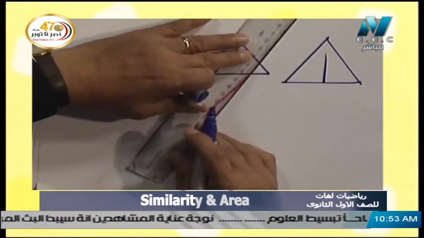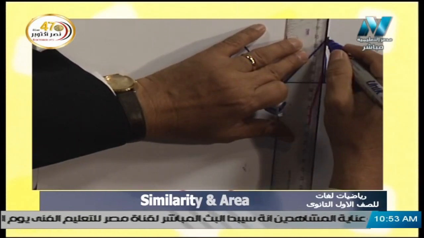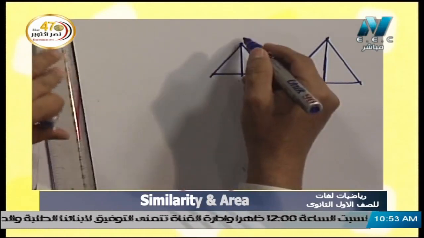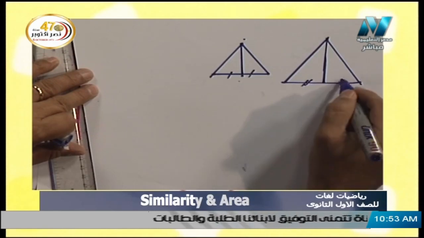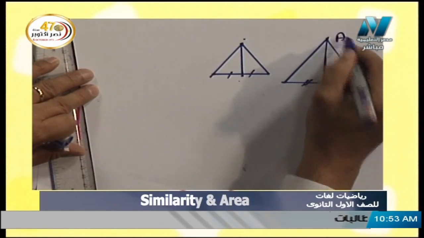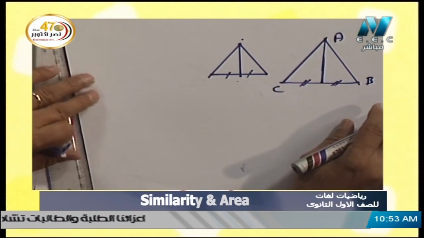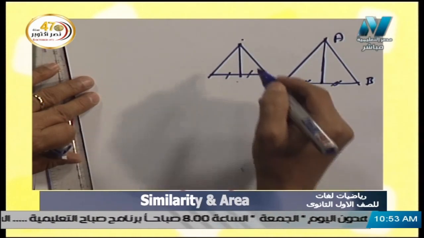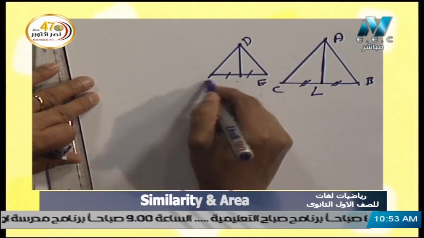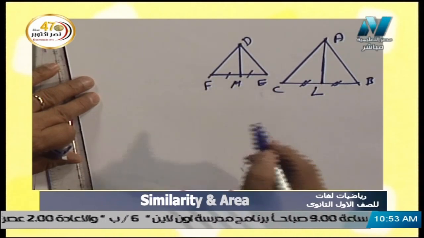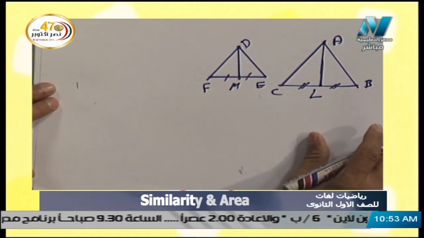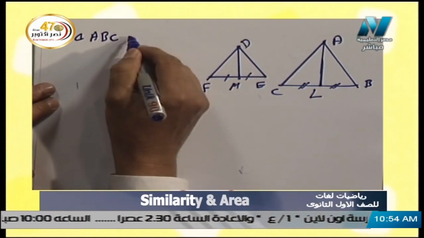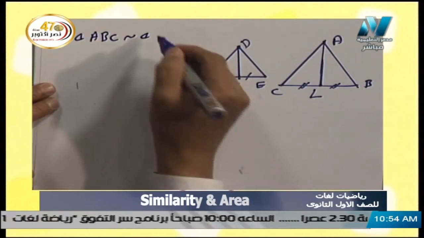Do you know about medians? What is the median of a triangle? Remember, the median of a triangle is the line segment joined from the vertex of the triangle and bisecting the opposite base. So if we have triangle ABC here, and we have L here, and this triangle DEF, and M is the midpoint here, and say that triangle ABC is similar to triangle DEF.